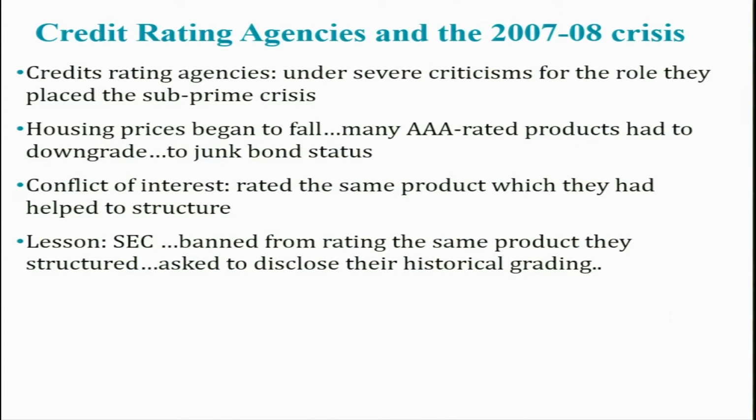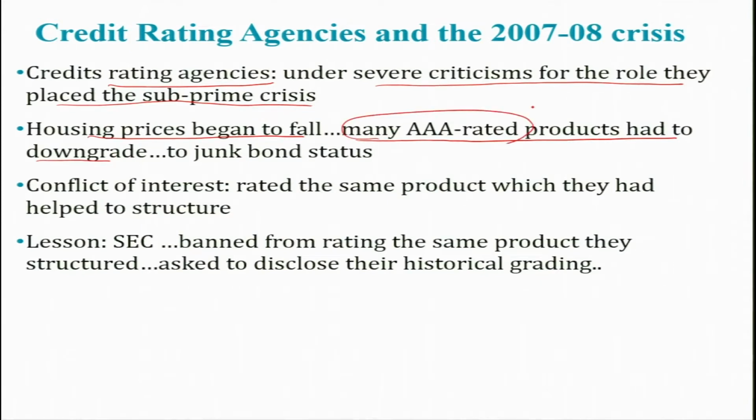One more thing, this conflict of interest played a considerable, major role in the 2007-08 crisis. The credit rating agencies in the 2007-08 crisis came under severe criticism for the role they played in the subprime crisis. The ratings given by the credit rating agencies were not impartial ratings. When housing prices began to fall, many AAA rated products had to be downgraded. AAA means low default risk, a high quality debt instrument. But once the 2007-08 crisis started, these products had to be downgraded. Many of these debt instruments that got high ratings finally became speculative, getting junk bond status.